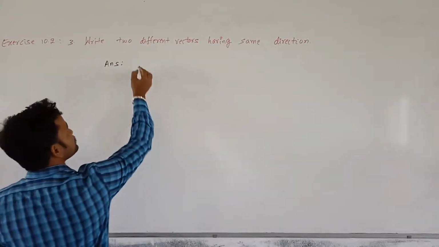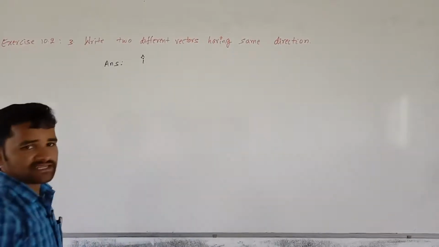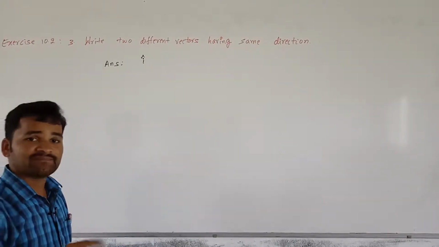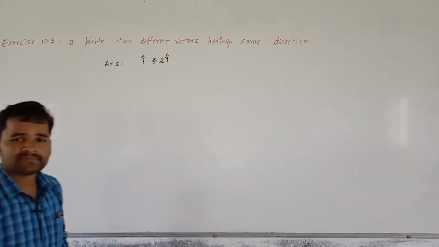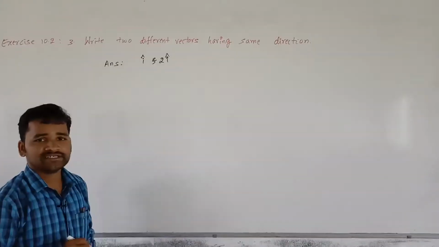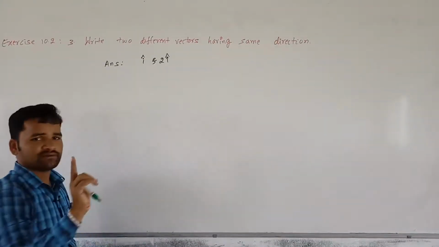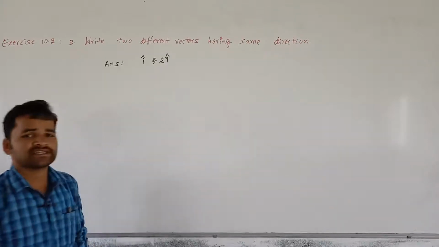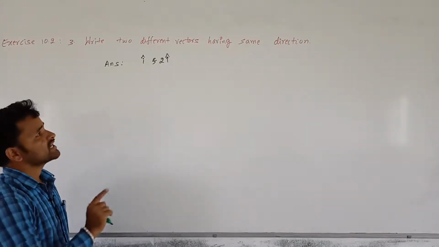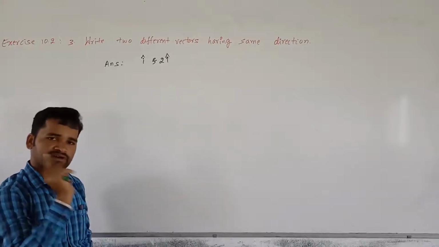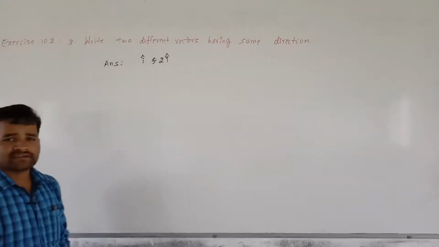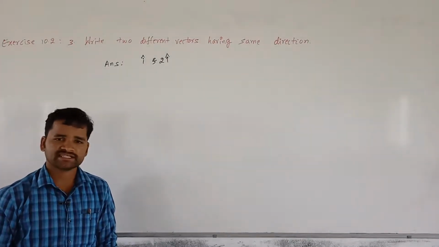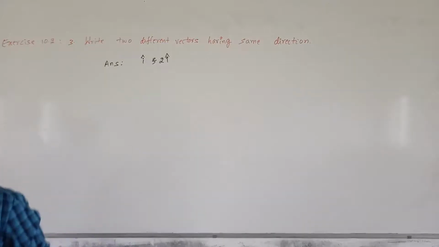Direction should be the same. Let us take one vector as i. Again it should have the same direction, but the magnitude should be different. Let me take a 2i vector. Magnitudes are different because i has a length of 1 unit and 2i has a length of 2 units. And what is the same here? Same direction. Both are in the direction of the x axis only. Like this we can write any answer. This is about question number 3.